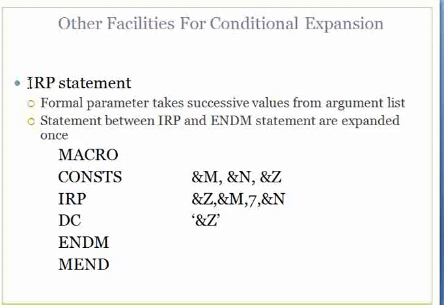Then there is another statement called the IRP statement. What does this do? It will make a parameter, that is a formal parameter, take successive values from the argument list. And the statements between IRP and the MEND statement would be expanded once for each value. So this is a macro called CONSTS. There are 3 parameters, M, N and Z, positional parameters. When I write IRP, it means that &Z initially will take the value represented by M.